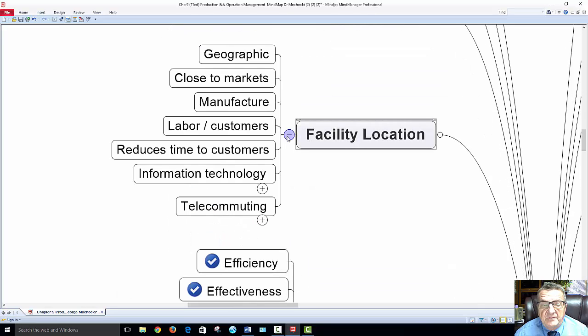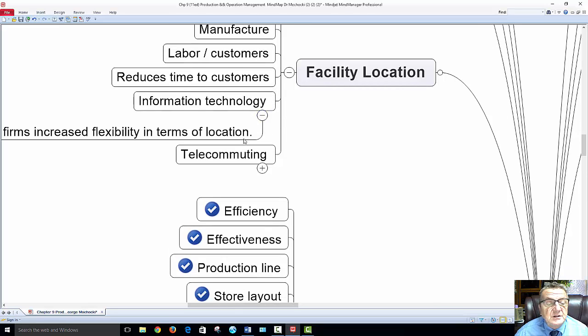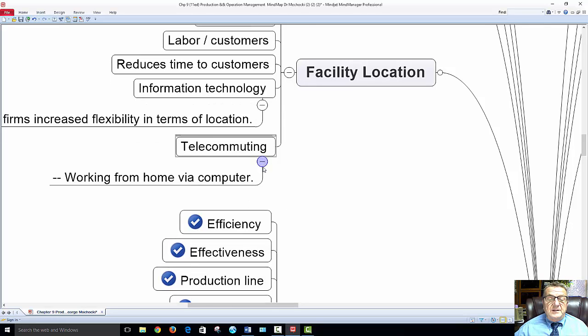And then the facility location: geographic, close to the markets, close to the manufacturer, close to your labor, where your workers are coming from, close to your customer, which reduces time to the customers. Information technology is giving firms increasing flexibility in terms of location, and telecommunicating, working from home.